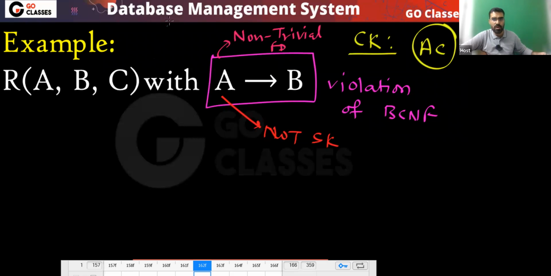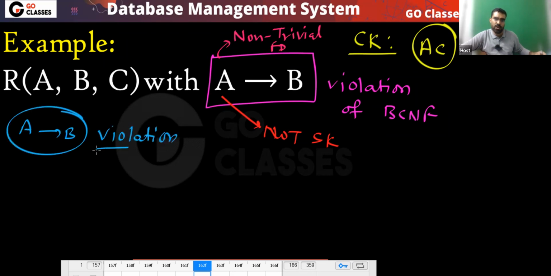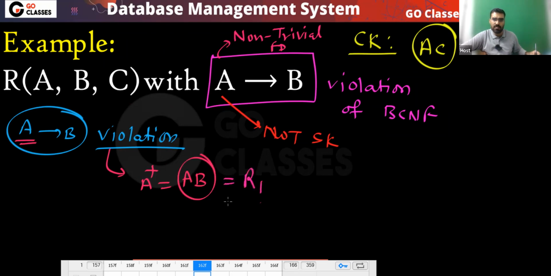Now in this situation, what will you do? You take this violation. Basically, this is a violation. From this violation, you will find A plus. What is A plus? A plus is AB. This A plus will become your R1. Is this clear? This will become your R1.